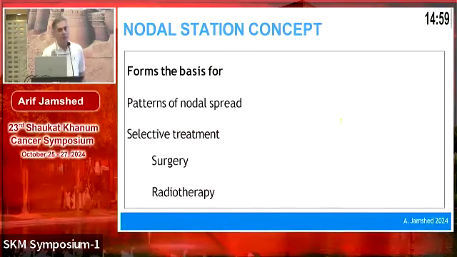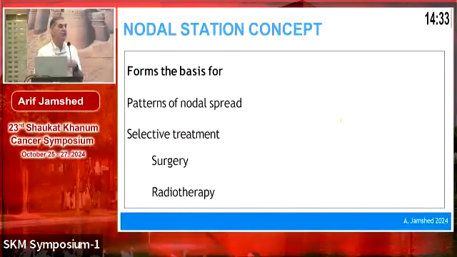What they do is that they name the nodes according to the location where they are actually situated. So a node which is close to your occipital bone will be called an occipital node. A node which is on the face is called a buccofacial node. A node which is in the submandibular region will be called a submandibular node. Nodes along your jugular vein will be called jugular nodes.